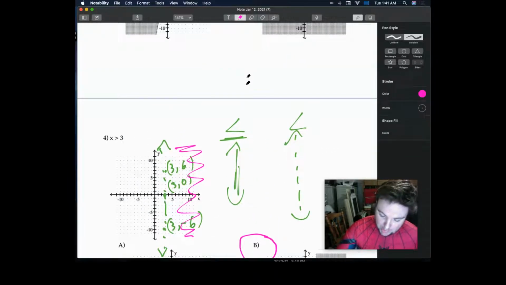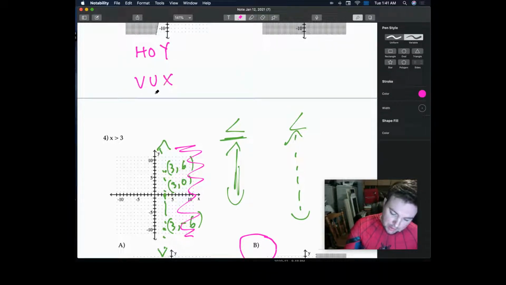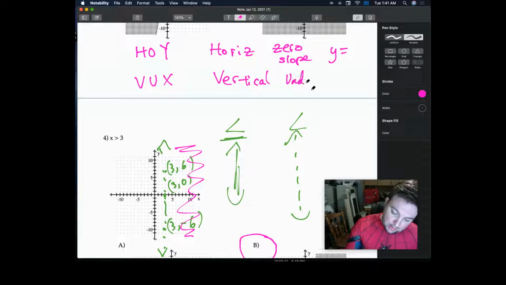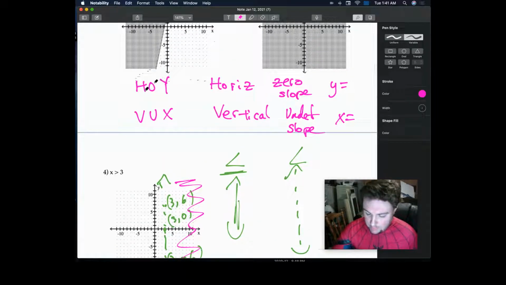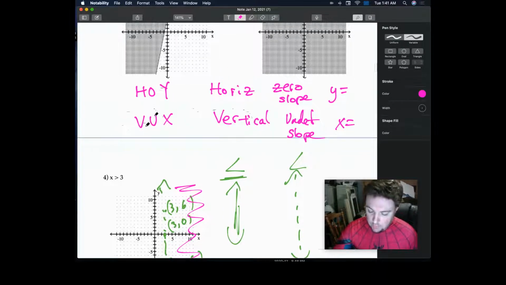Some other things here that can help you out. HOVUX is the traditional way that a lot of people learn this. H means that you have a horizontal line. It has a 0 slope. And it's a y equals graph. V means it's vertical. You have an undefined slope. And it's an x equals graph, right? So that's H for horizontal, O for 0 slope, y equals, okay? V for vertical, U for undefined, and X for x equals graph.